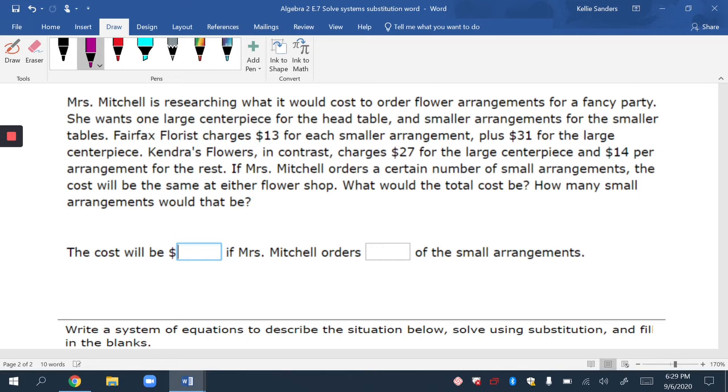If Mrs. Mitchell orders a certain number of small arrangements, the cost will be the same at either flower shop. What would the total cost be? How many small arrangements would that be?